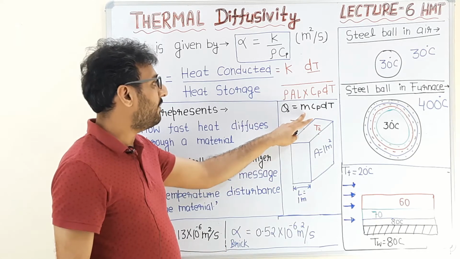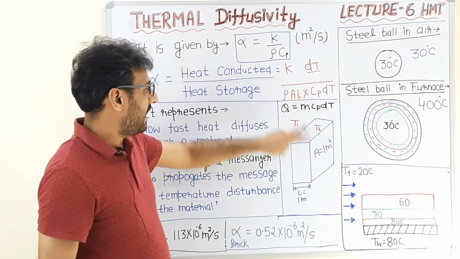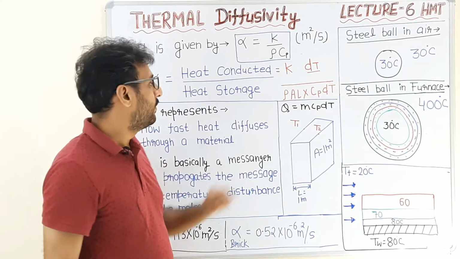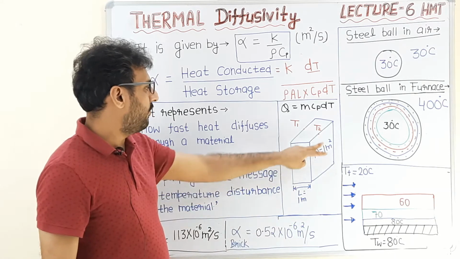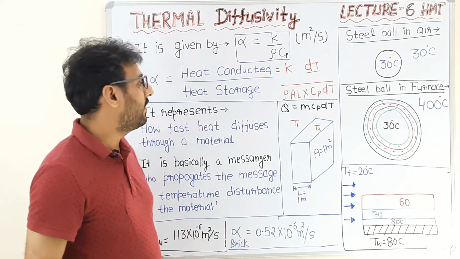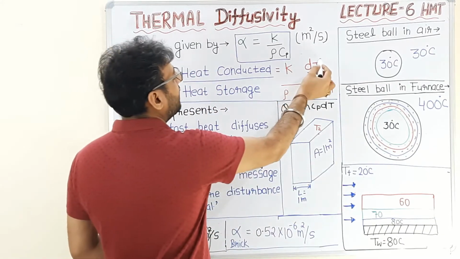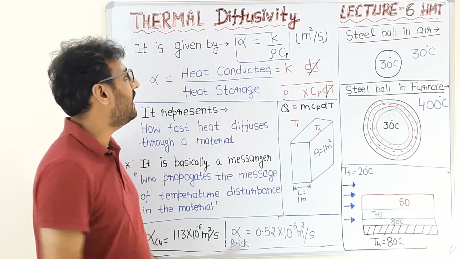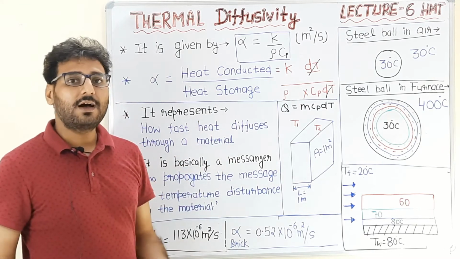M is basically, what is M? M is rho into volume. So volume of this wall is area into length. So AL is volume, rho AL Cp delta T. Now again the volume of the wall is basically unit, because area is unit and length is unit, hence volume will be 1 meter cube. So we can remove it from here. Now we can cancel dT from dT. Now we can obtain the formula K by rho Cp, which is basically the ratio of heat conducted to the heat storage by a substance.